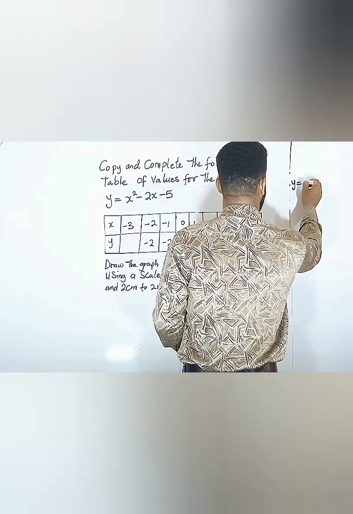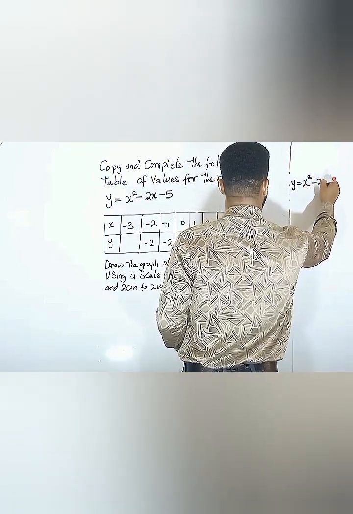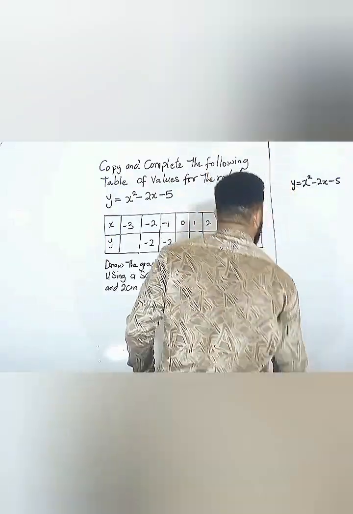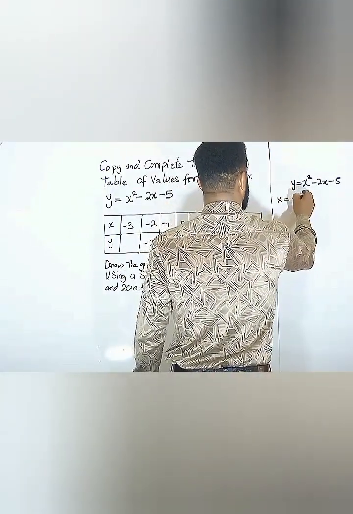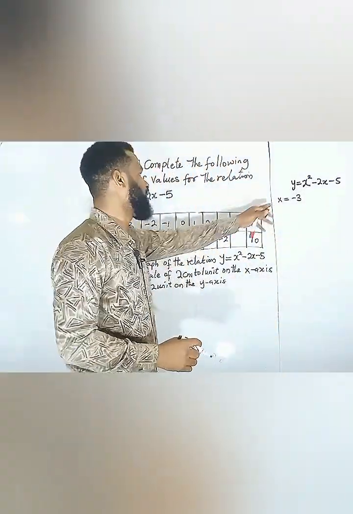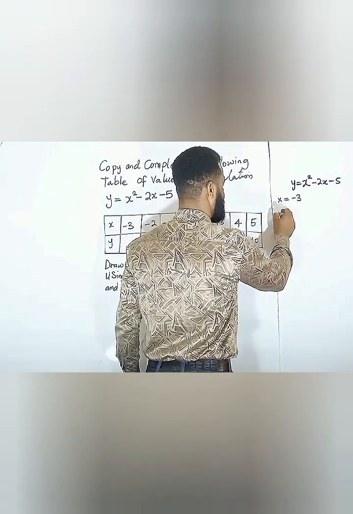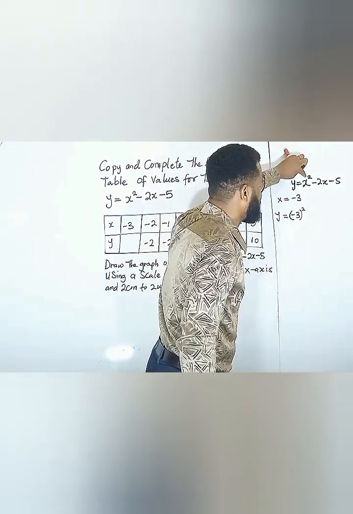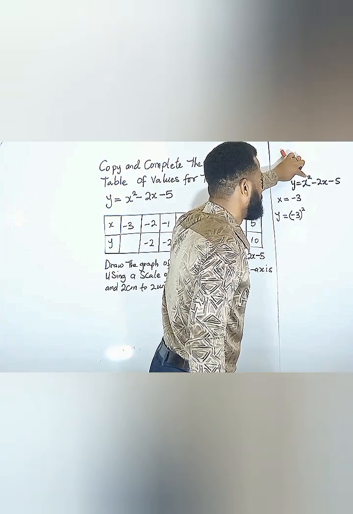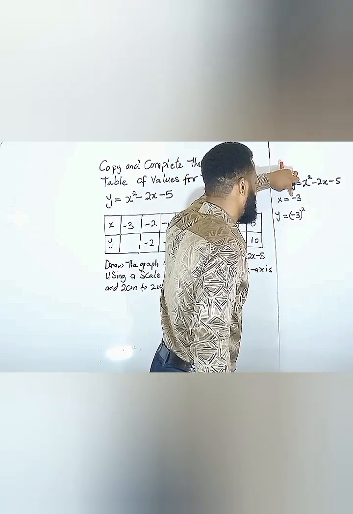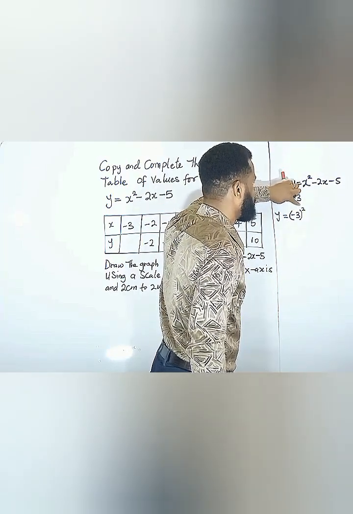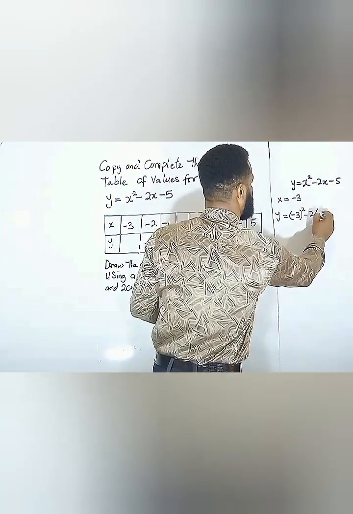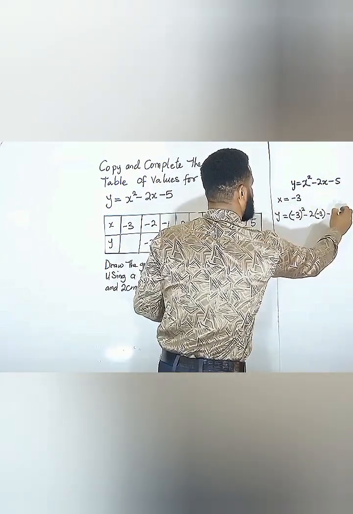Y is equal to x squared minus 2x minus 5. Now, when x is minus 3, how can I find y and then put it here? So y is going to be minus 3 all raised to power 2, because if you look at this 2, it is on top of x. So this is x raised to power 2. But now this x is called minus 3, so it's going to be minus 3 raised to power 2, minus 2 bracket. Wherever I see x, I substitute minus 3. I'll put minus 3 in bracket, minus 5 is just replaced here.